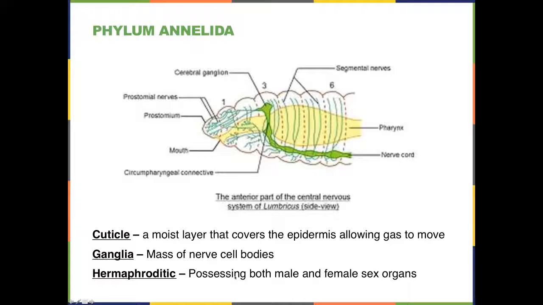Worms are hermaphroditic. Hermaphroditic means that they possess both male and female sex organs. So they can be both mother and father. Frequently, they fertilize other worms, and so they're not their own mother and father at the same time.